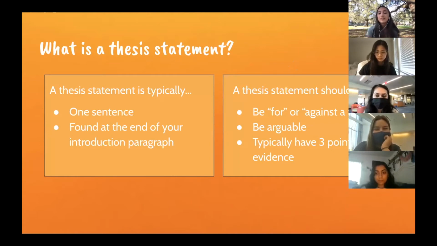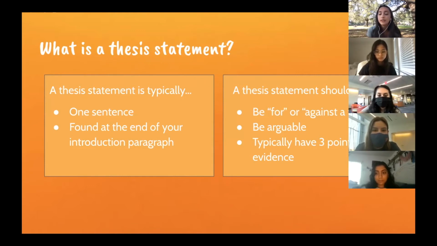This is because it's telling your audience what you're going to talk about and where your argument is going. Therefore, if you correctly include it at the end of your introduction paragraph, they're going to know what you're saying, and you're going to allow the audience to better understand your point of view. In a thesis statement, you should always be arguing for or against a specific point. It should also be something that's arguable.